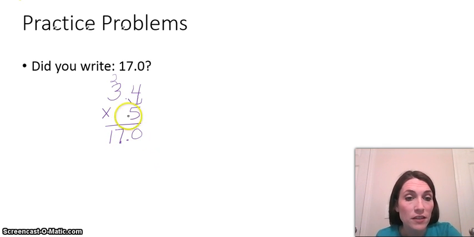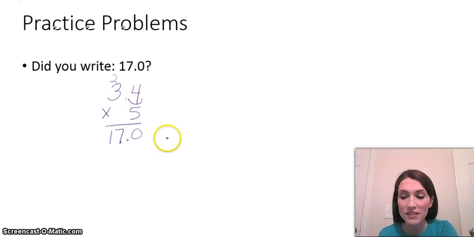Now let's think about this. Is this answer reasonable? Well, 3.4 is close to 3, right? So if we have 3 times 5, we know that's 15. This is almost 3 and a half, so this would be reasonable. If I left this as 170, we would know that that's not a reasonable answer for a number that is close to 3 times 5. Okay, let's take a look at our next practice problem.